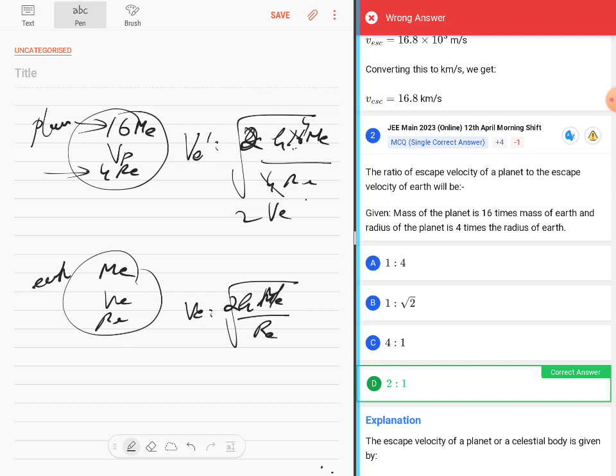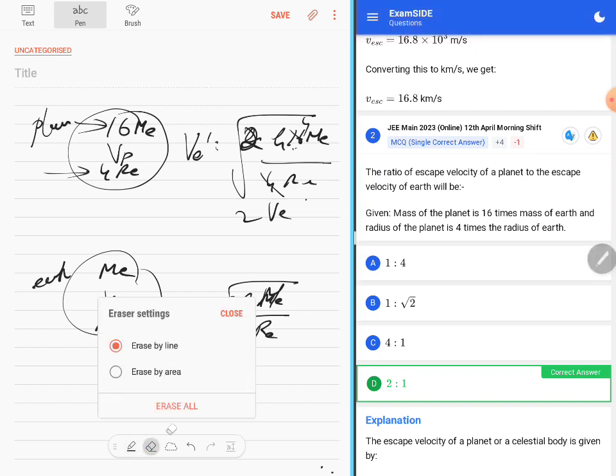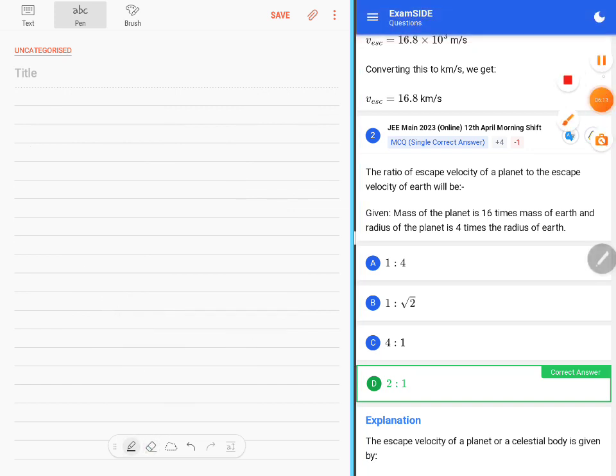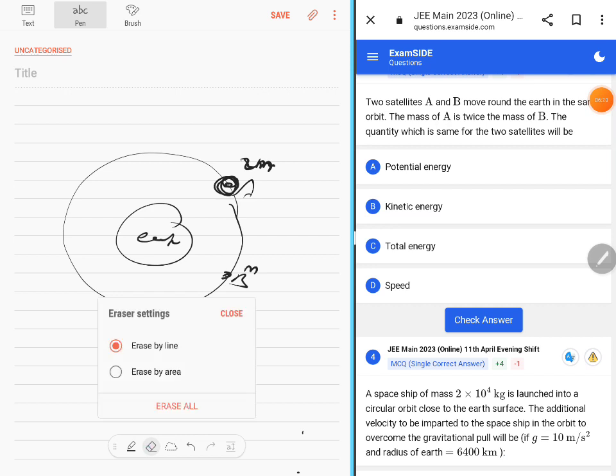So that's the answer. So the recording is done. Let's go to a similar sum like the last one. They've given that planets A and B move around the Earth in the same orbit, but the mass of A is 2 times the mass of B. So which of the quantities will remain the same?